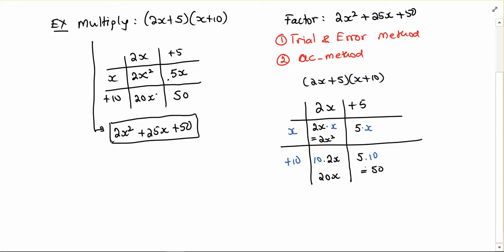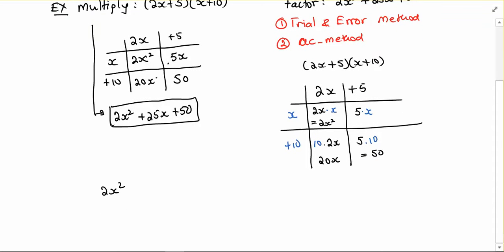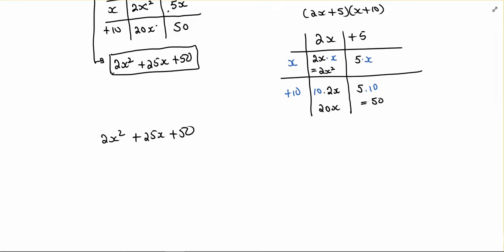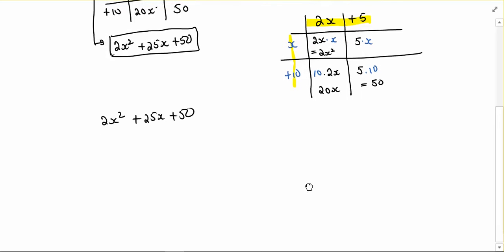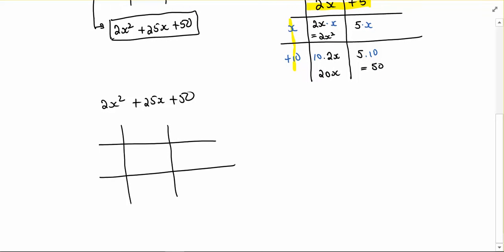Imagine now that we didn't have this answer and we were staring at 2x squared plus 25x plus 50. And we're trying now to figure out the sides. In a sense, what we have is the meat of the table, and what we don't have are the sides of the table.